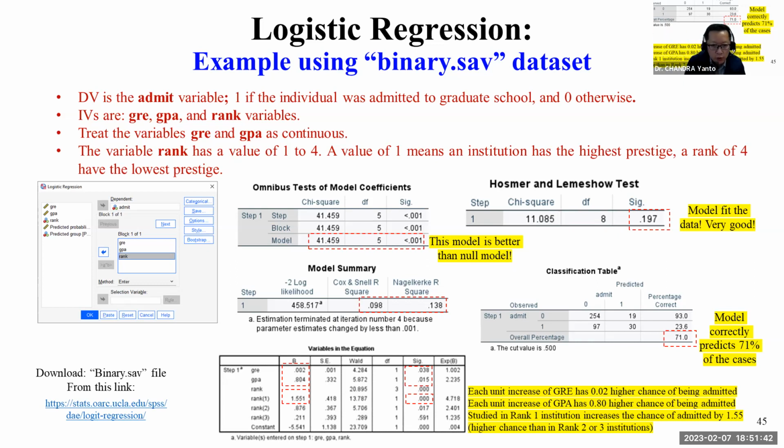And the Variables in the Equation table shows you the beta value and the significance. You can see that GRE is significant, less than 0.05, right? It's only 0.038, and the beta value is 0.002. So it has some effect in predicting the probability of someone getting admitted to graduate school. But look at the GPA, it is very big, 0.804, and is significant, 0.015, which is lower than 0.05. So it is quite big.